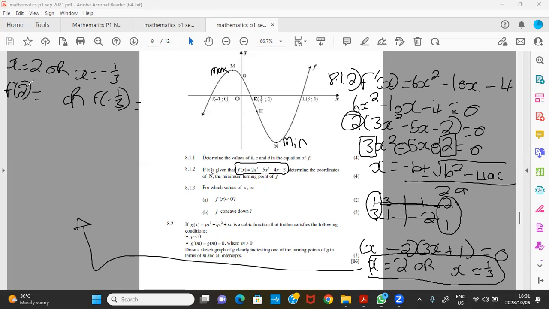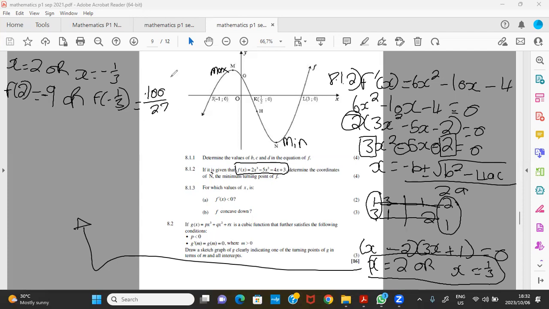So f of 2 is minus 9. Okay. And then what's the other one? It's 100 over 27. Yeah.